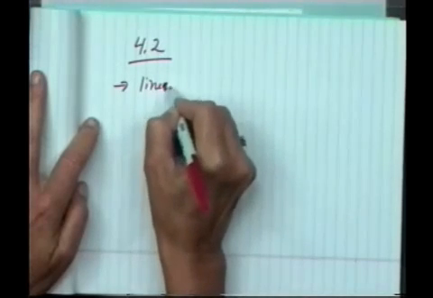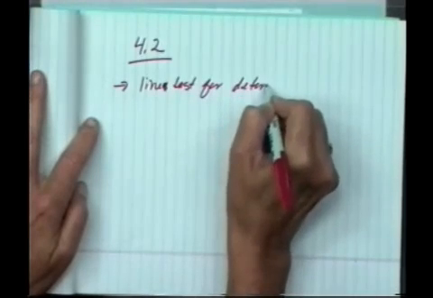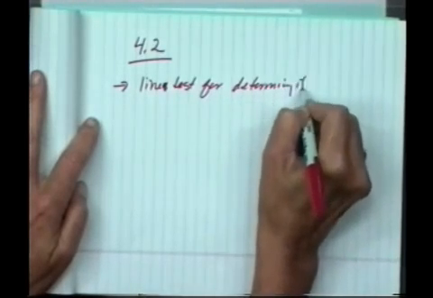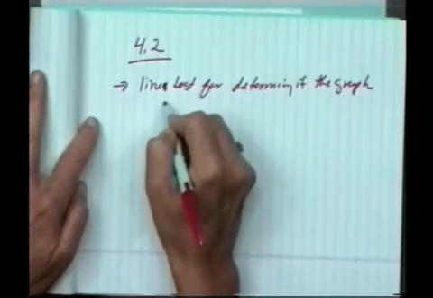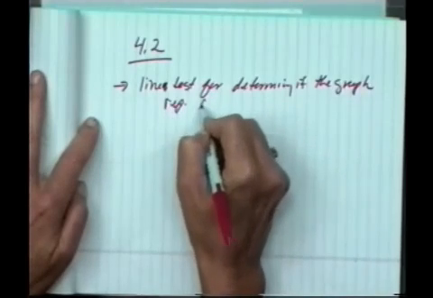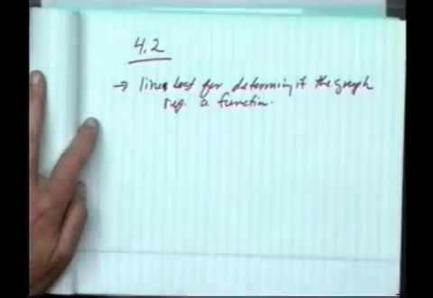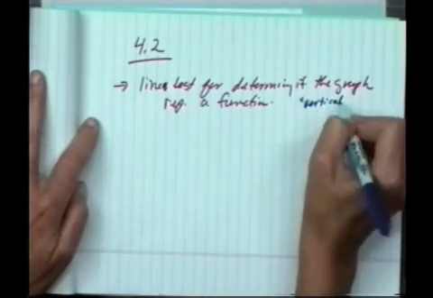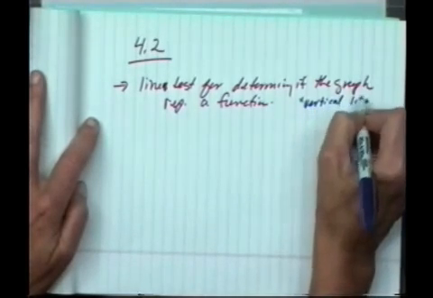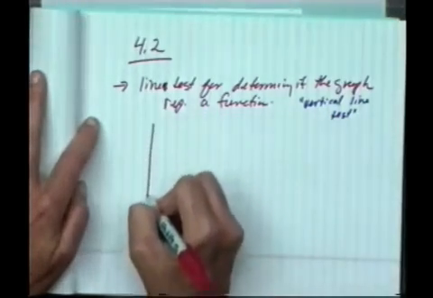The line test for determining if the graph represented a function. Vertical line test. It took a lot less time for you to answer it than it did for me to write it. Vertical line test. Okay? So here's two examples.